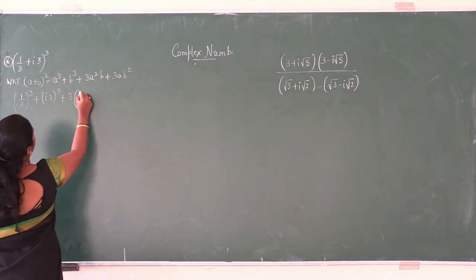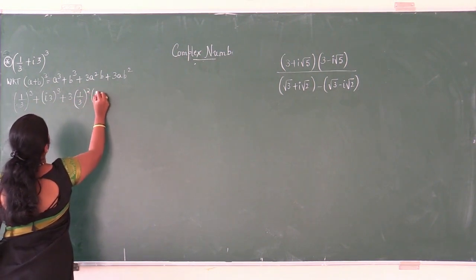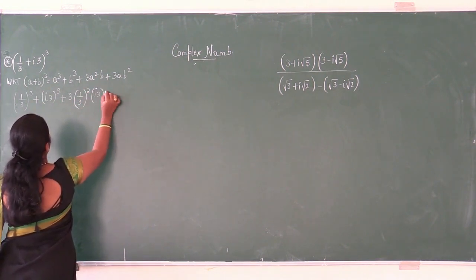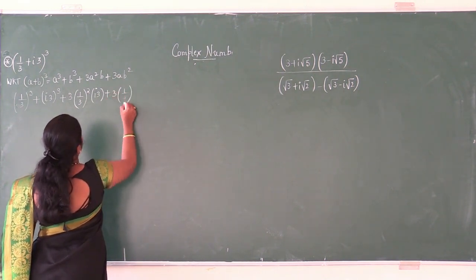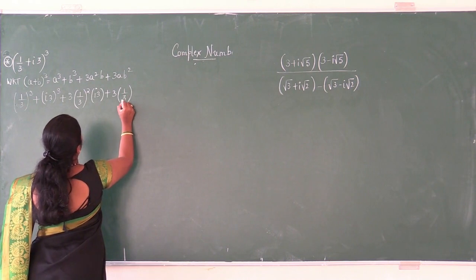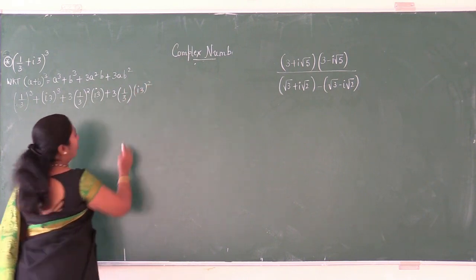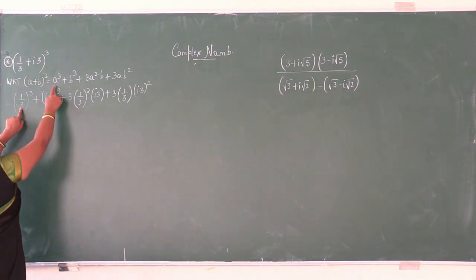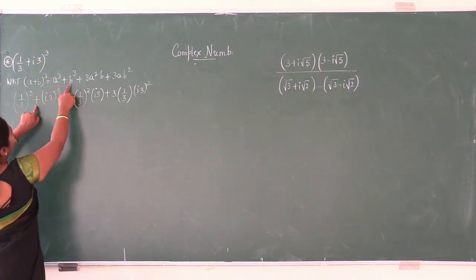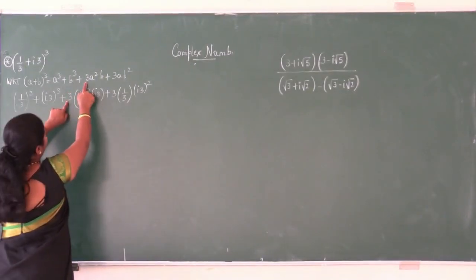What is a square? (1/3) square. And what is b? i into 3 plus 3 into, what is the value of a? 1/3. The value of a is 1/3. And what is the value of b square? (i·3) whole square. So substitute the value of a and b. What is a cube? (1/3) whole cube plus what is b? i into 3, (i·3) whole cube plus 3 remains as it is.